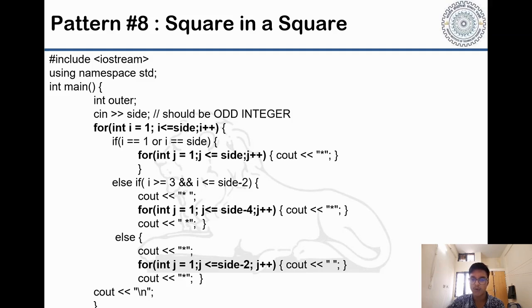In the first and the last line, we print stars equal to its side, and between the third and the side minus 2 lines, we print a star followed by a space and then a bunch of side minus 4 stars followed by a space and a star again. This creates a filled square inside the big square, and in the rest of the lines we print stars followed by side minus 2 spaces again followed by a star.